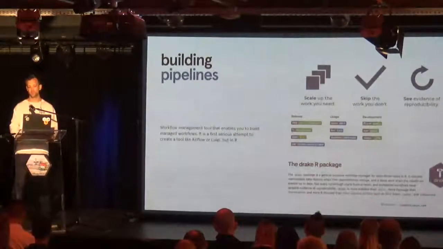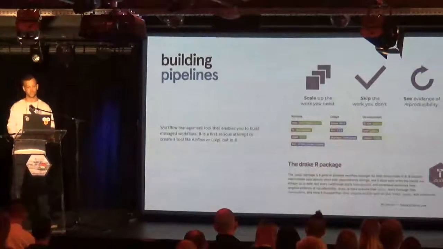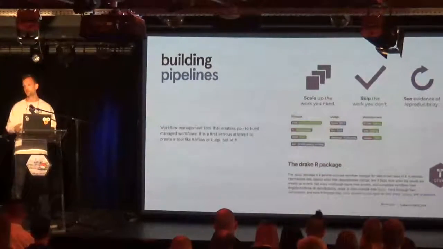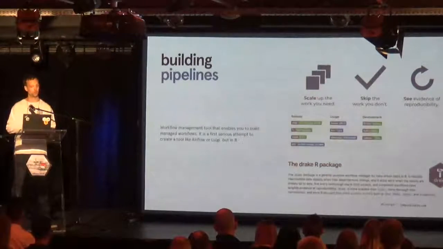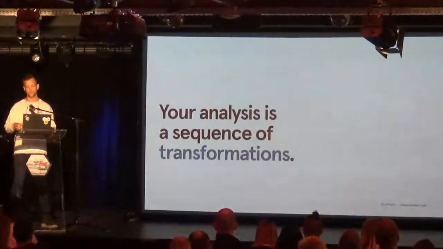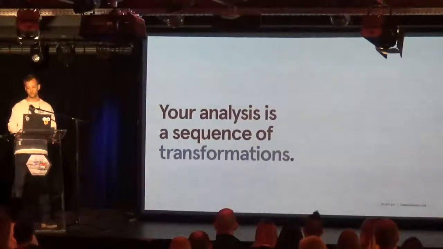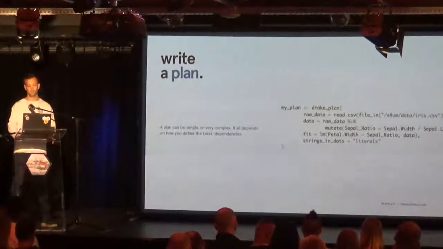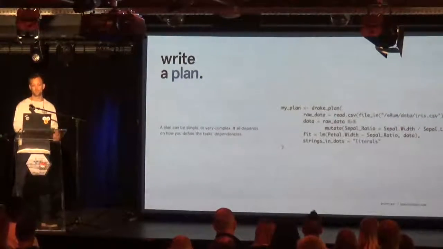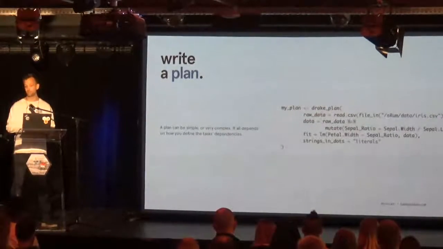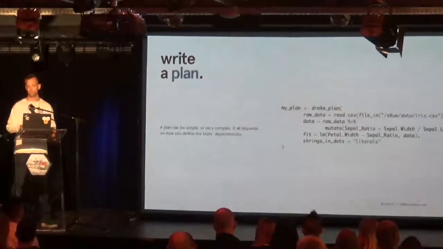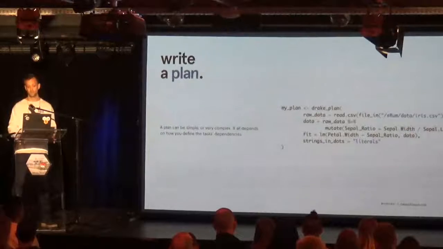So Drake is a really cool new R package that takes a lot of the best features from perhaps more mature Python frameworks such as Airflow or Luigi. And the main idea is that you create a sequence of transformations. So how does this look? You basically write a plan, and your plan can be really simple, or it can be more complex. And here is an example of a simple plan where you read your data, you create a new column, and then use this column to fit a simple model.